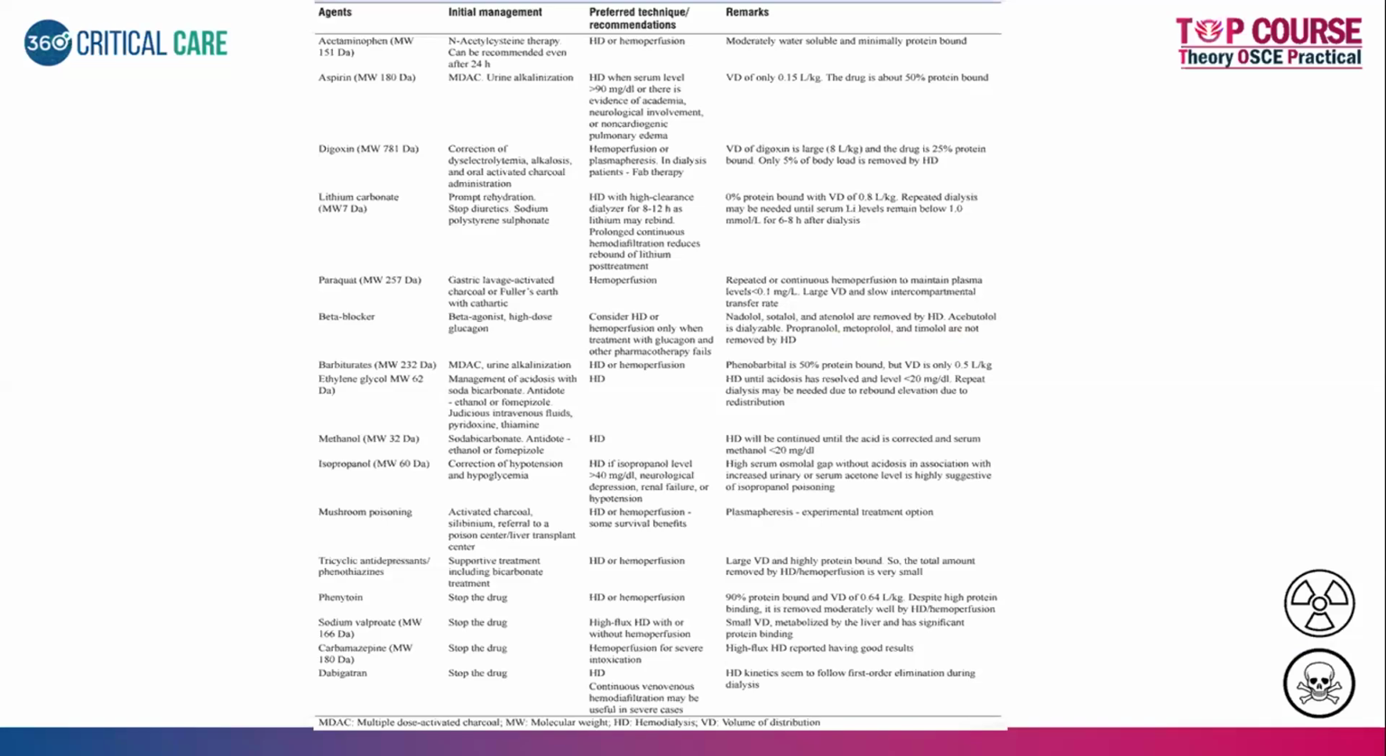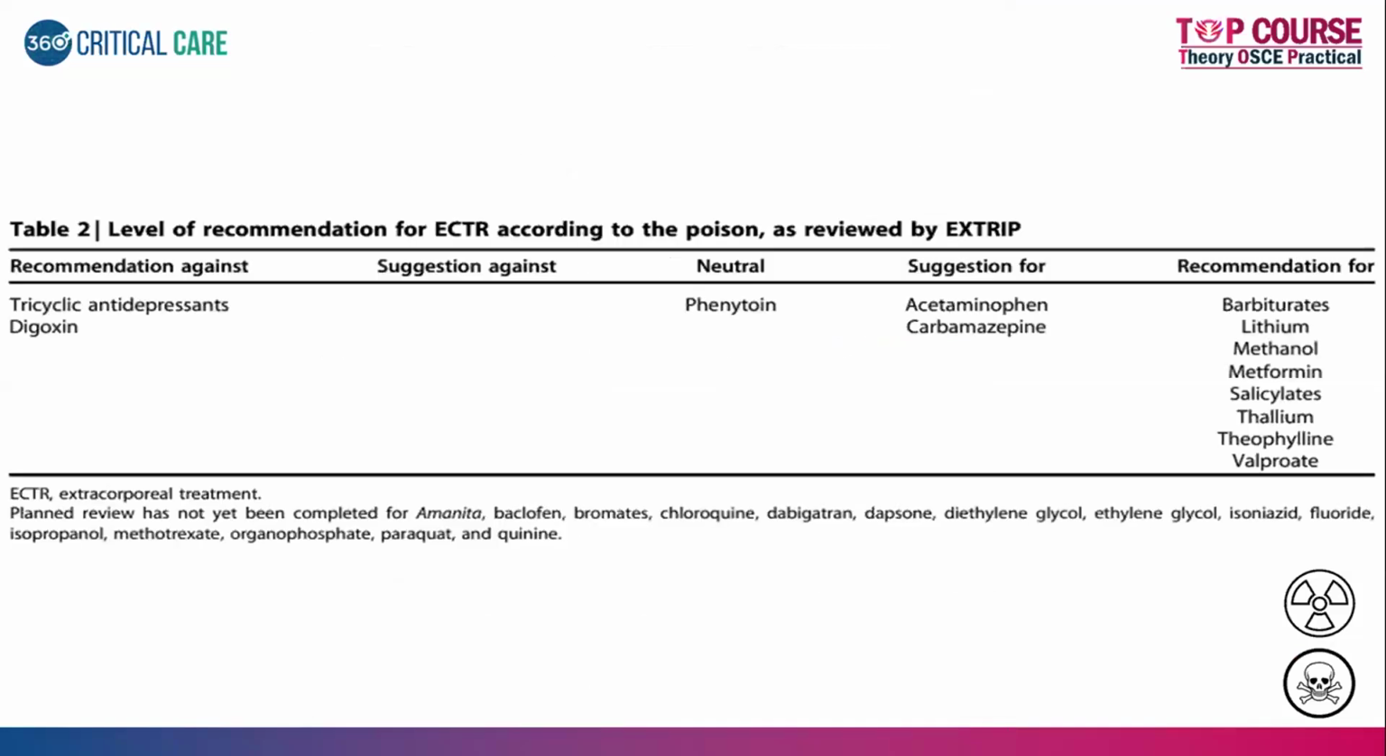So now examples. A lot of drugs can be removed extracorporeally. So you have your aspirin, digoxin, lithium, paraquat, beta blockers, barbiturates, methanol, tricyclic antidepressant, sodium valproate, carbamazepine. So this is the table which gives you about the drugs that can be removed, what are the indications, what are the other forms of treatments, or the antidote which is present for this drug. So if you have time, you can go through it. Otherwise, I have given one last slide. If you remember that last slide for the exam, it's more than enough. And this is the one important thing that you should remember.